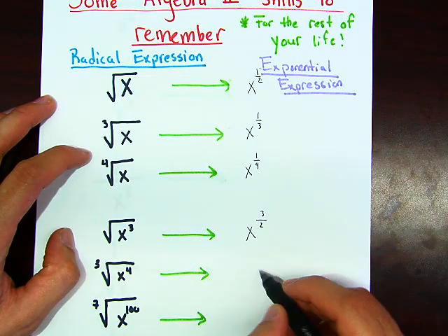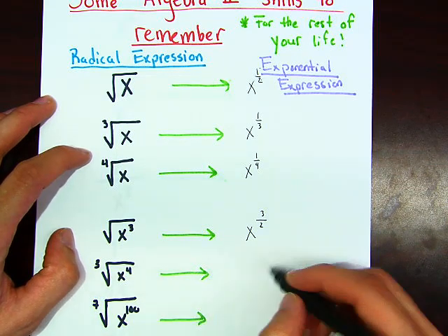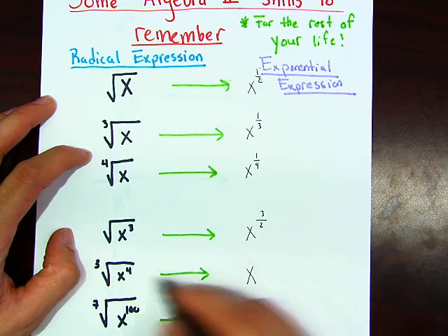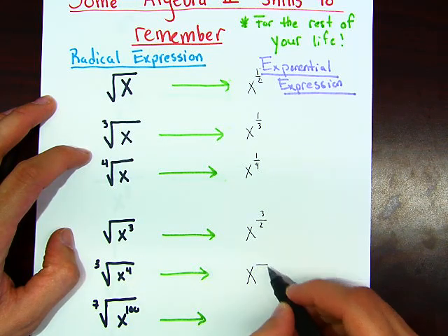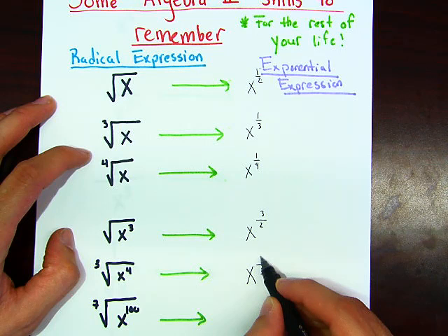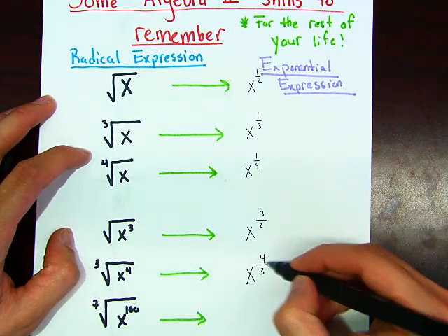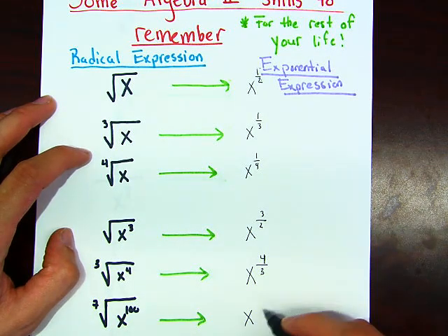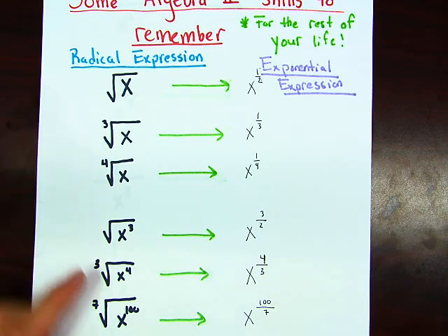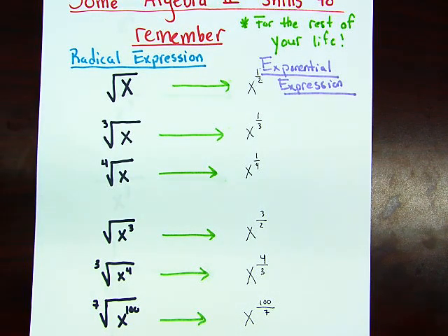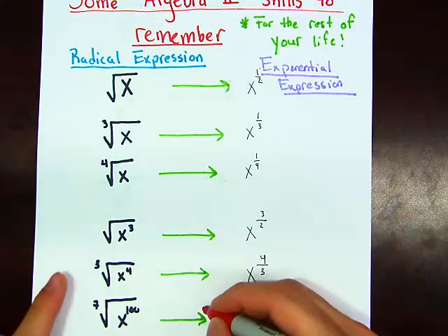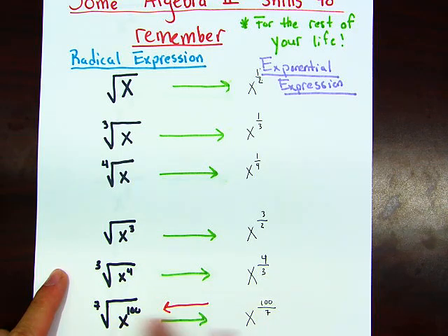What about this one? If you want, take your time and just do it very quickly. But here, what does this become? This becomes x to the, what goes on the bottom, the 3, and what goes on top, the 4. And what about here? What goes on top, the 100, and what goes on bottom, the 7. And it's vice versa, right? You could go from here to here, or you could go from here to here. They're both equal to each other.